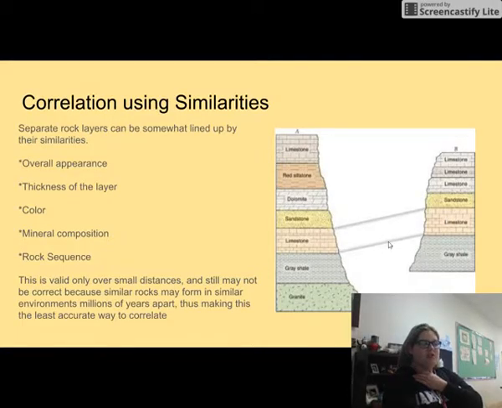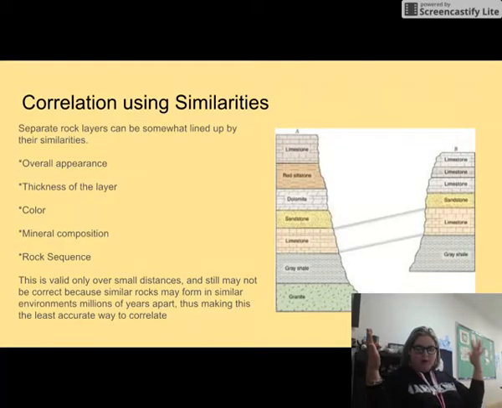We could also compare the gray shales and the sandstones, and we're going to see similarities. But whenever you get over to layer A, you have the dolomite and the red sandstone and the limestone in outcrop A. When you look at outcrop B, it's just limestone, limestone, limestone. So we can't match those up anymore. Whenever we use correlation using similarities, this is really our least effective method. It really only works over small distances. And it may or may not be correct because similar rock layers may form in similar environments millions of years apart. So it can be really hard to correlate.